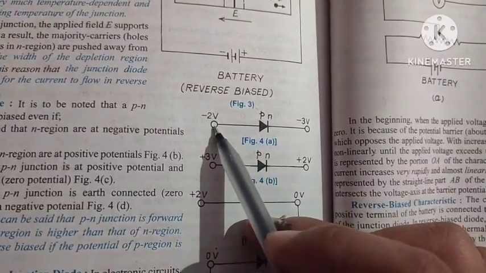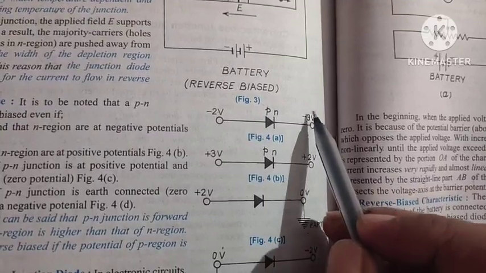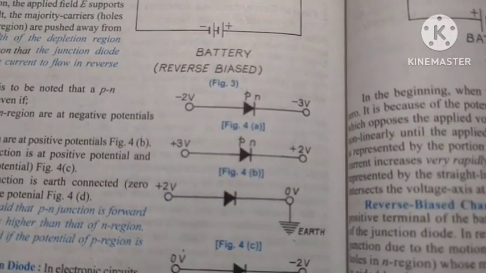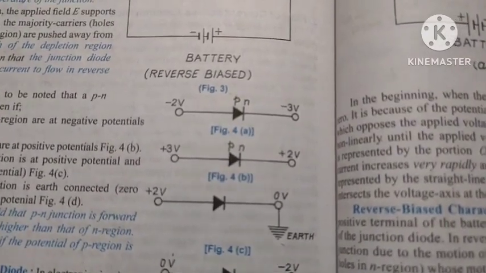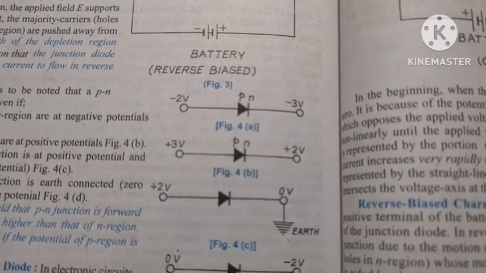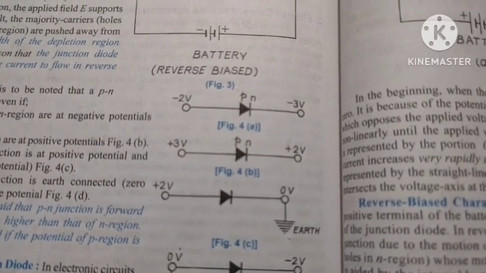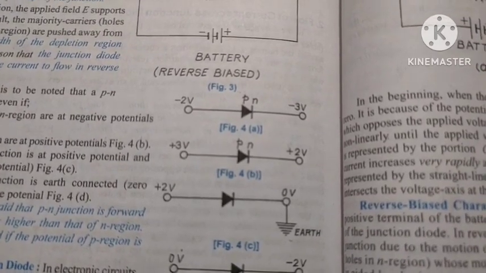So this is minus 2 volt, this is minus 3 volt. Now which one is more negative? Minus 3 is more negative. So you can see minus 2 is less negative compared to minus 3, and P is connected to minus 2, which is less negative than minus 3. So this is an example of forward bias.